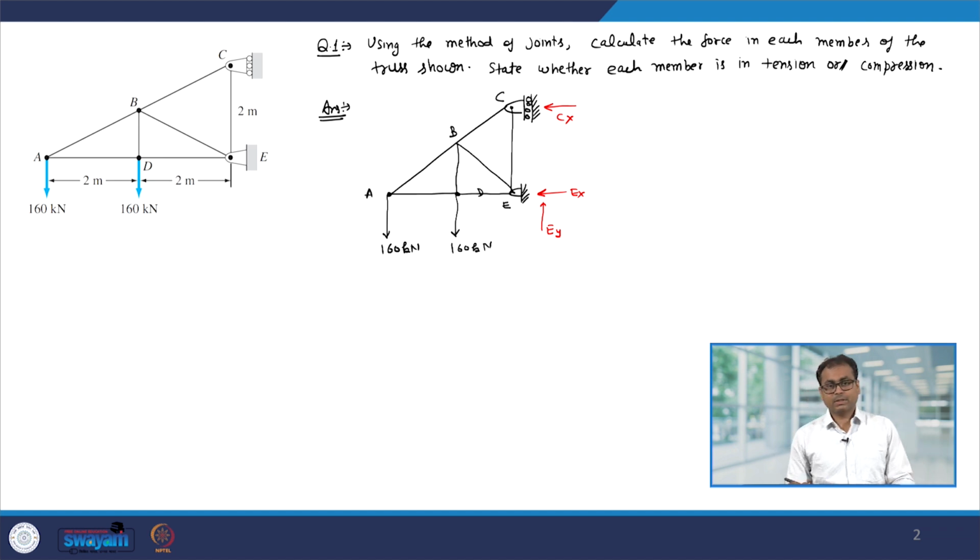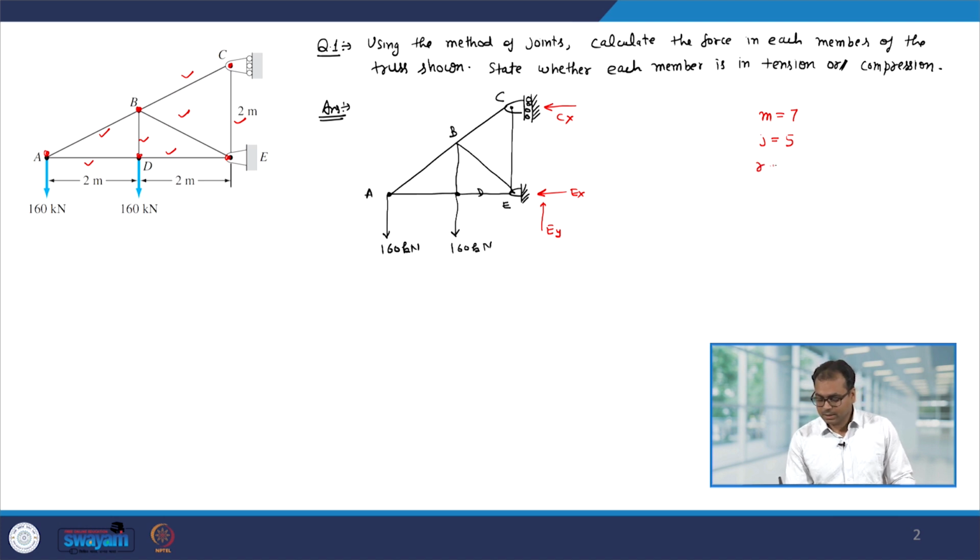Now, let us see first whether this truss is statically determinate or indeterminate. You can see that m is the number of members in the truss. Let us count the members: 1, 2, 3, 4, 5, 6 and 7. So, there are 7 members. Now, let us count how many joints there are: 1, 2, 3, 4, 5. So, there are 5 joints.